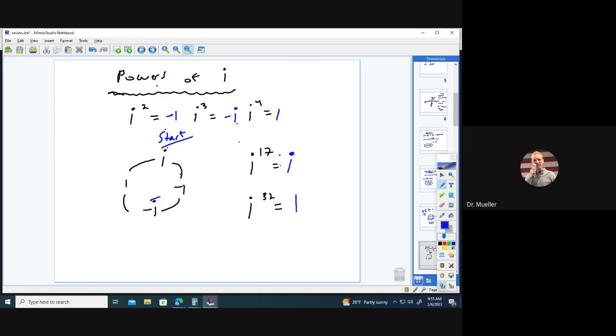And you can start to see patterns there too. Like it just repeats in cycles of 4. So i to the first, i to the second, i to the third, i to the fourth, i to the fifth. So if you divide the number by 4, you can take the remainder and you know where you're supposed to be. Or you can just go around the cycle.